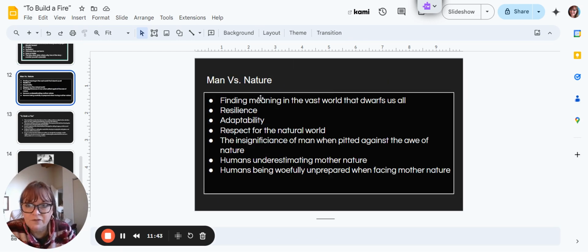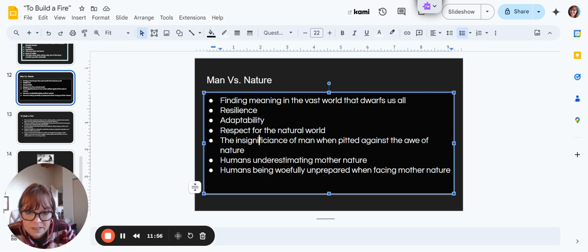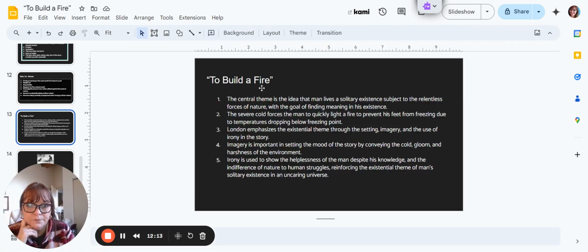All right, so man versus nature is finding meaning in the vast world that dwarfs us all. It's finding the resilience in man, his adaptability, respect for the natural world. I just noticed I spelled insignificance wrong. Insignificance of man when pitted against the awe of nature. Humans underestimating Mother Nature, humans being woefully unprepared when facing Mother Nature. Yes, you will see that in this story.